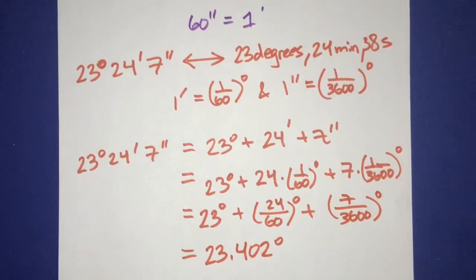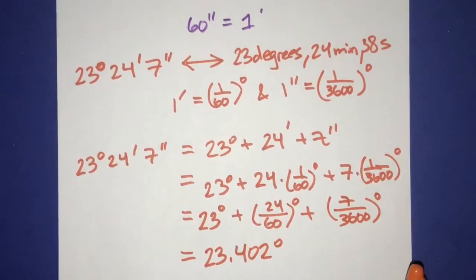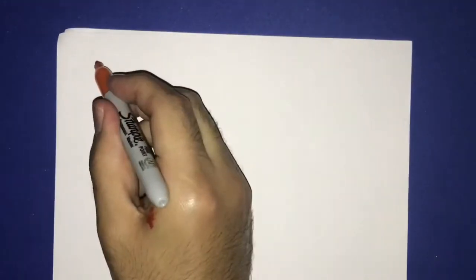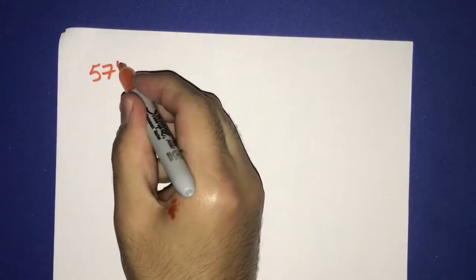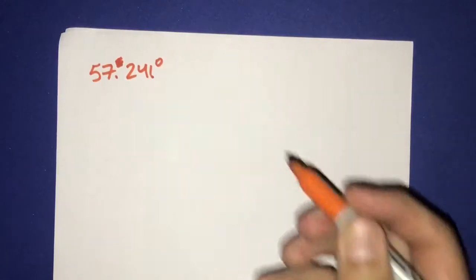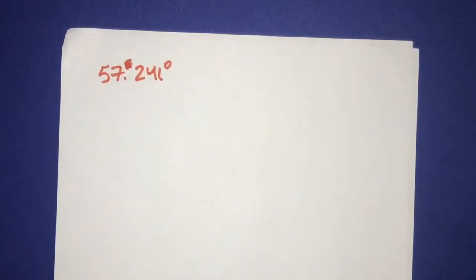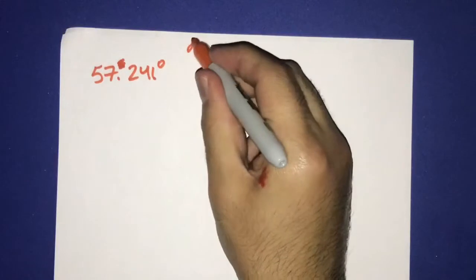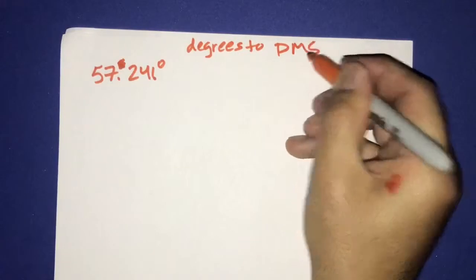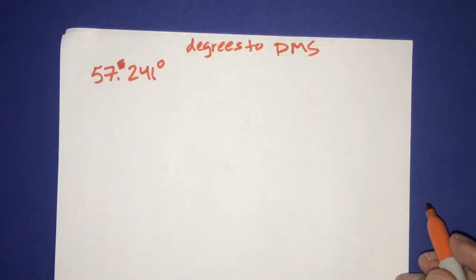So we can also do the same thing if we want to go backwards. So let's go ahead and take a look at another example. Okay. So say we have 57.241 degrees, and we want to convert this from degrees to degrees, minutes, and seconds. Okay. So let's see how we can do this.